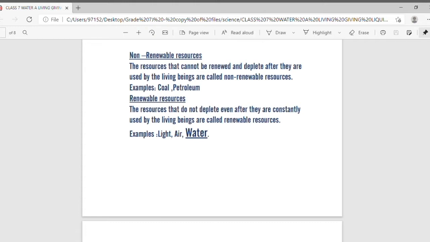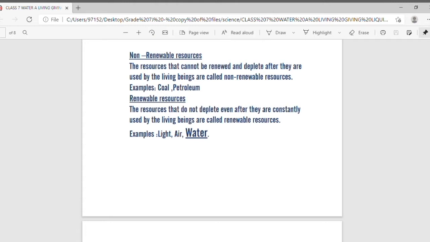The next one is renewable resources. The resources that do not deplete even after they are constantly used by the living beings are called renewable resources. They don't get used up. Example, light, air, and water.